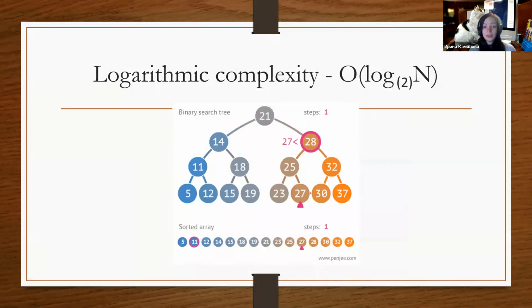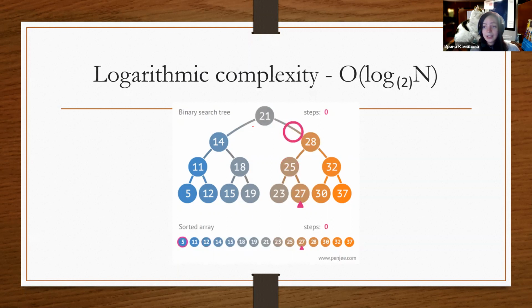Once more, again, on logarithmic complexity. As I said, we always say just logarithmic, but it means logarithmic base 2. So at each step, we do twice less. We have to do twice fewer steps.